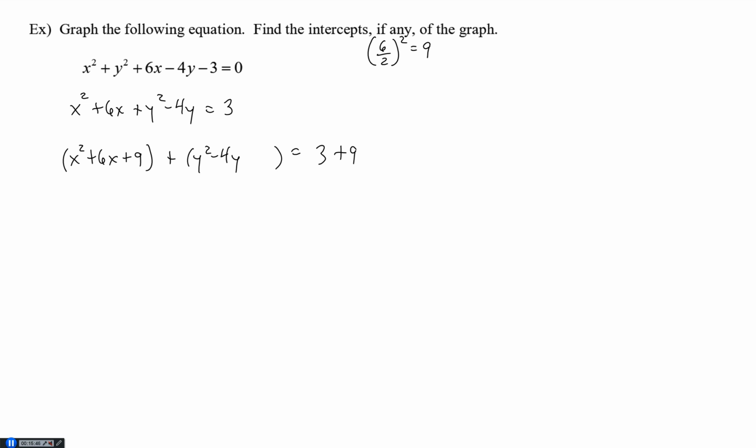Now, for the y's, I'm going to do the same thing. I'm going to do negative 4 divided by 2 and square it. I get 4. So I'm going to do a plus 4. But I just added 4 to the left side of the equal sign, so I need to add 4 to the right. I need to keep things balanced.